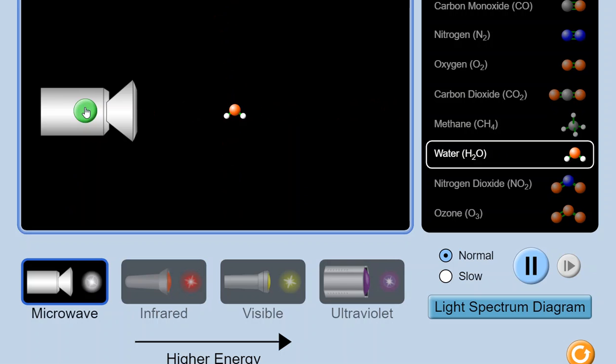Let's look at if it does rotational. As you can see, it definitely absorbs the microwaves and rotates. So if you want to, you can check out all of these different molecules over here and see which ones respond to which types of radiation.